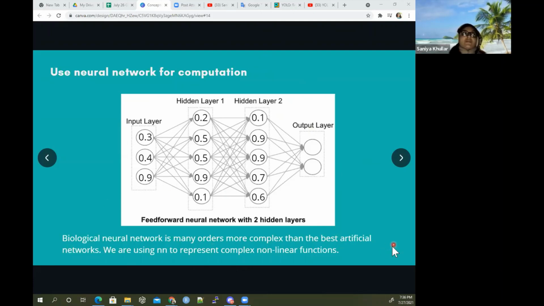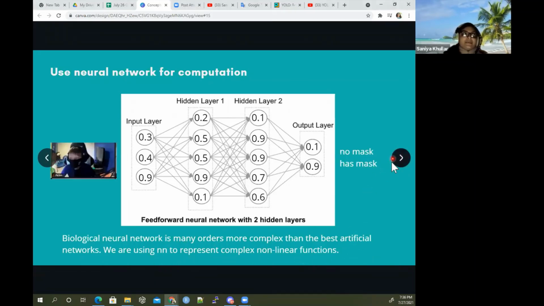Biological neural networks are many orders more complex than the best artificial networks. We can use neural networks to represent complex nonlinear functions. An idea is in the COVID mask problem, we can output a set of probabilities that somebody has a mask on or has no mask. And we choose the one, so these two actually have to sum up to 1 in the output layer in a lot of applications. So we choose the one that's actually highest. If this is 0.9, that means 90% chance the model predicts that this little guy here is wearing a mask. So we're going to go with the majority.